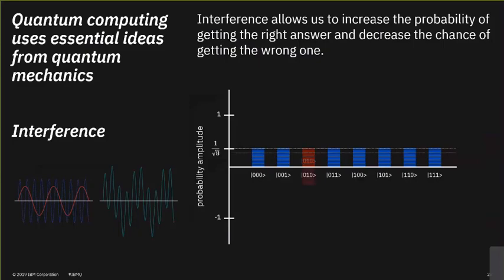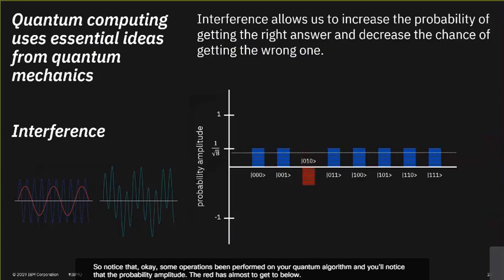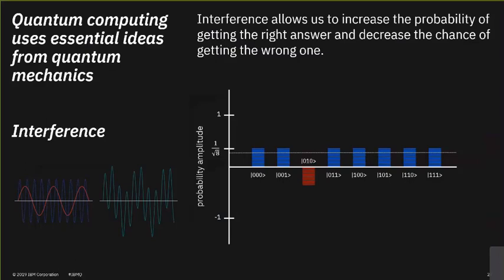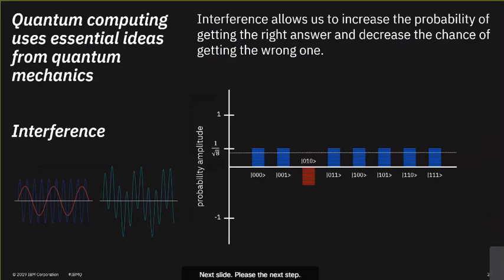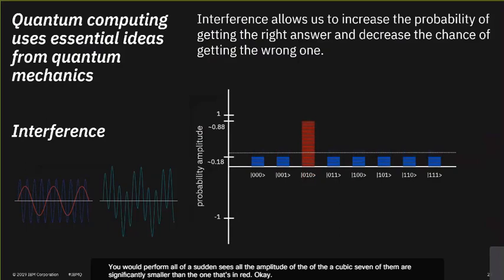Next slide, please. So notice that some operation's been performed on your quantum algorithm, and you notice that the probability amplitude of the red has all of a sudden dipped below the axis. The probability amplitude is not the probability. The probability would be what you obtain when you square the probability amplitude. That's why it's okay to have a negative value here. Okay. Next slide, please.